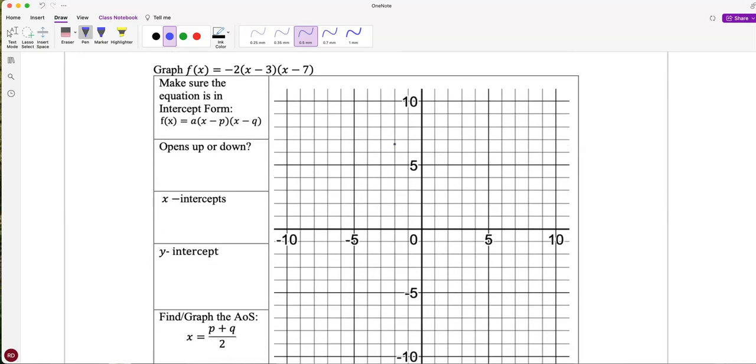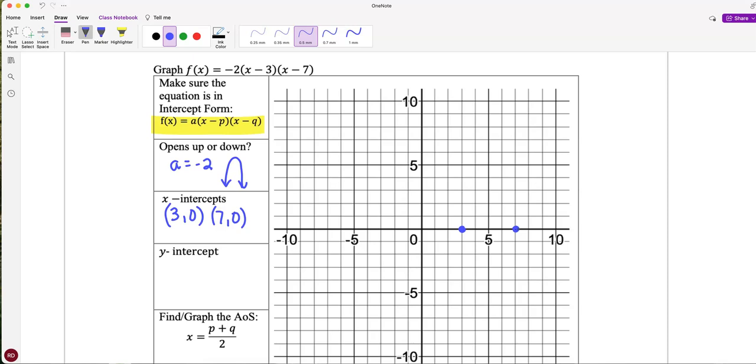So let's graph a few of these. So it needs to be in intercept form, which it is, okay? Now, in this one, a in front is negative 2. This parabola will open down. The x-intercepts, okay? Well, when x is equal to 3, y will be 0. When x is equal to 7, y will be 0. So 3, 0, and 7, 0.